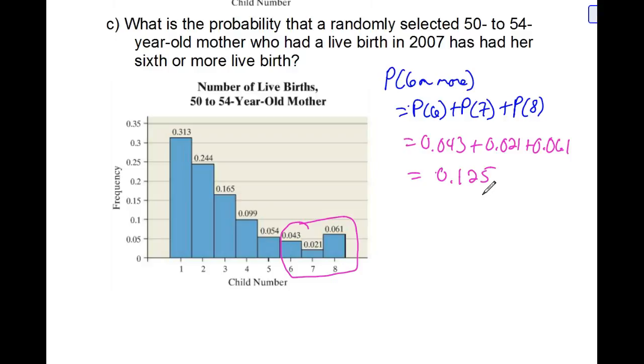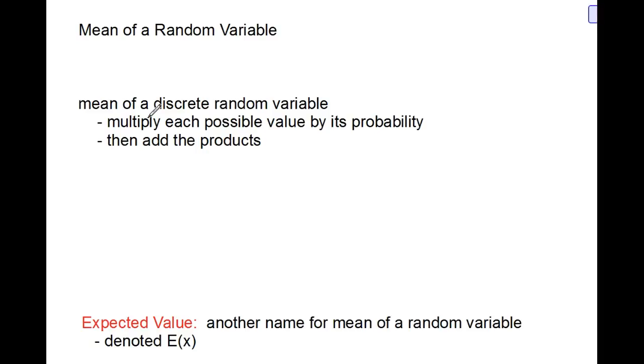So we can use these histograms. The height of them represents the probability to make predictions about a randomly selected person or item in that certain category. Now, continuing on with discrete random variables, we can also talk about the mean, variance, and standard deviation. So discussing the mean, it's still looking for the center, and what we're going to do is we're going to multiply each possible value by its probability, and then we're going to add the products.